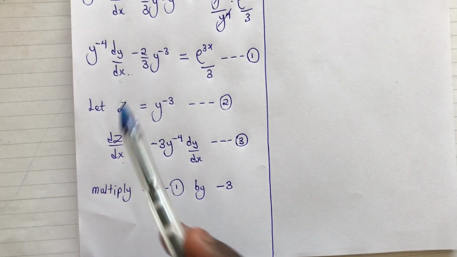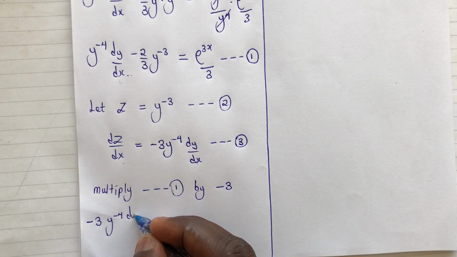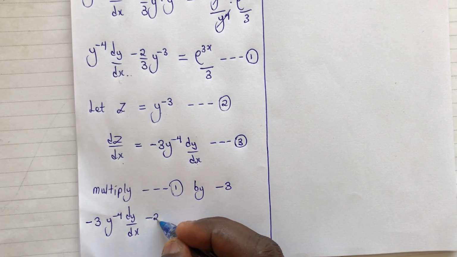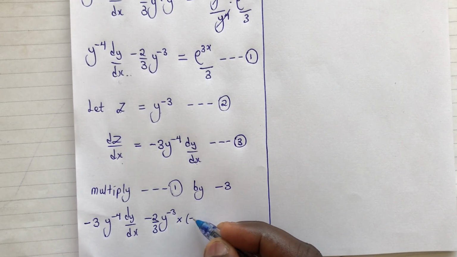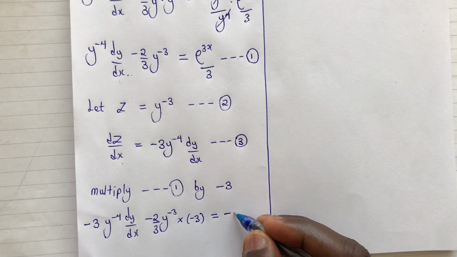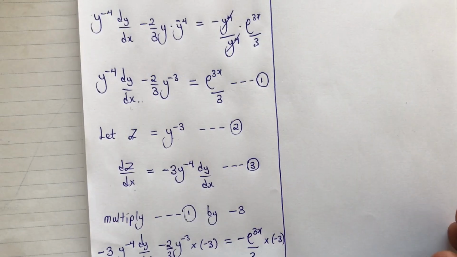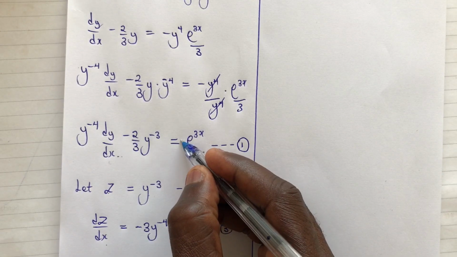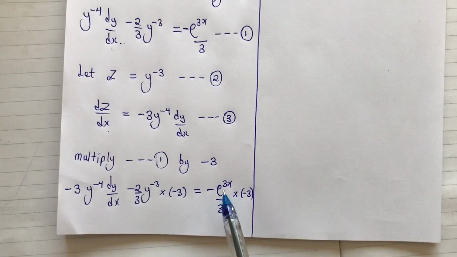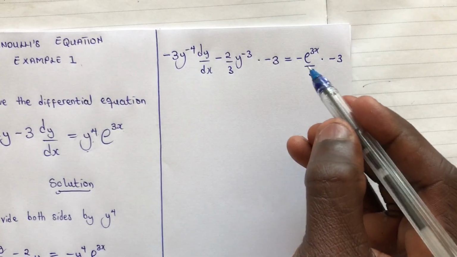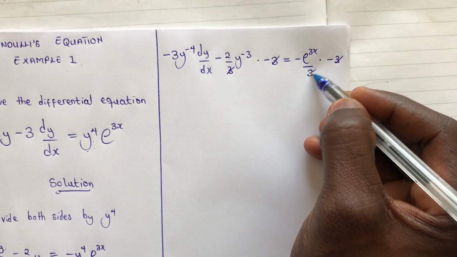So let's do that. This is equation 1. So we have minus 3 y^(-4) dy/dx minus 2 y^(-3) over 3 times minus 3 equal to minus e^(3x) all over 3 times minus 3. So this side is supposed to be minus e because when we cancel we have a negative sign here. So that is what I have there. Let me rewrite this function and let's continue. From here, this 3 can cancel this one. This one can also cancel this one.